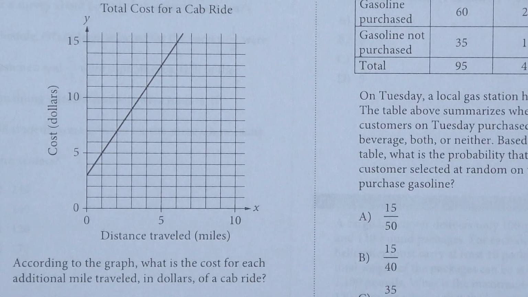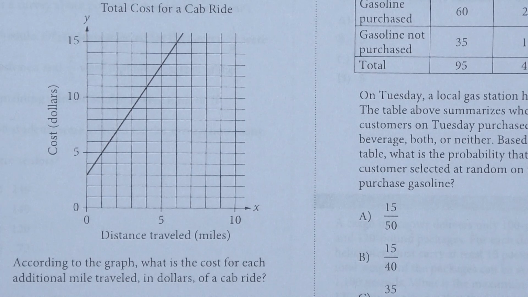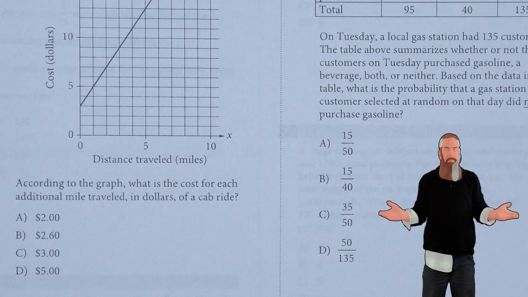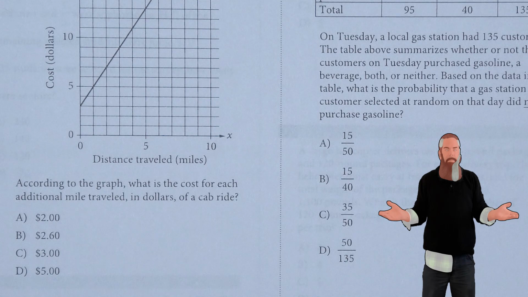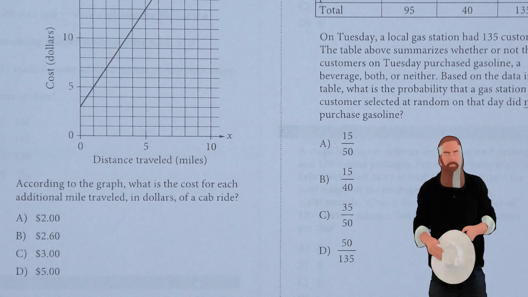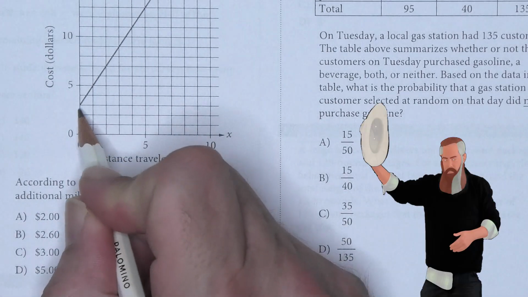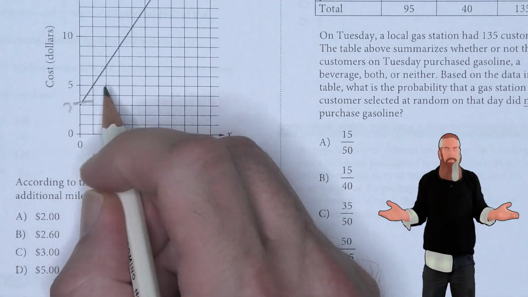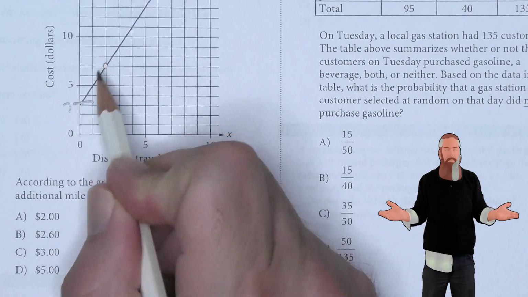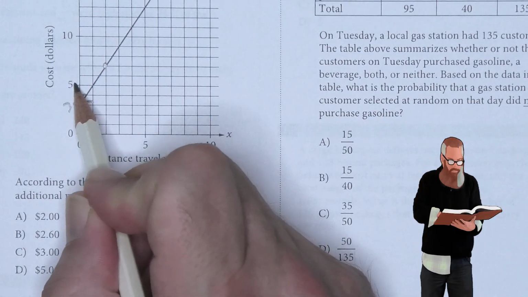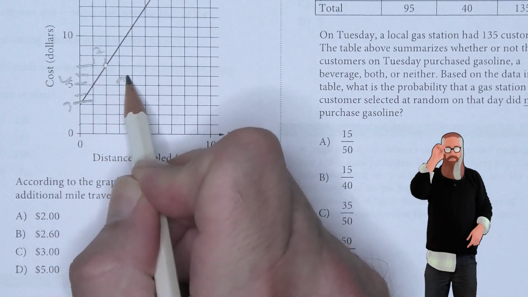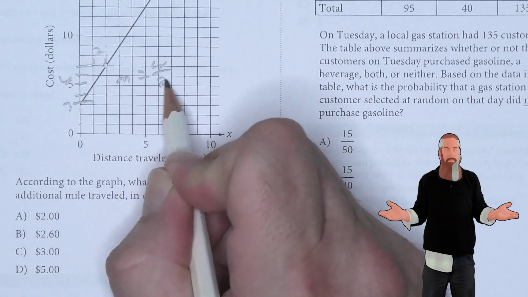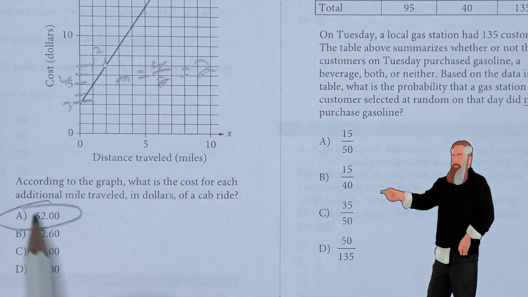The line graphed in the xy-plane below models the total cost in dollars for a cab ride, y, in a certain city during non-peak hours based on the number of miles traveled, x. According to the graph, what is the cost for each additional mile traveled in dollars for this cab ride? Ultimately, what we're looking at here is the slope of this. Now, it starts at 3. If I was to go to another point where it intersects, I see here. So I can travel up 1, 2, 3, 4, and to the right, 1, 2. So currently, I'm dealing with a slope of 4 over 2, or 2. So A is the answer.